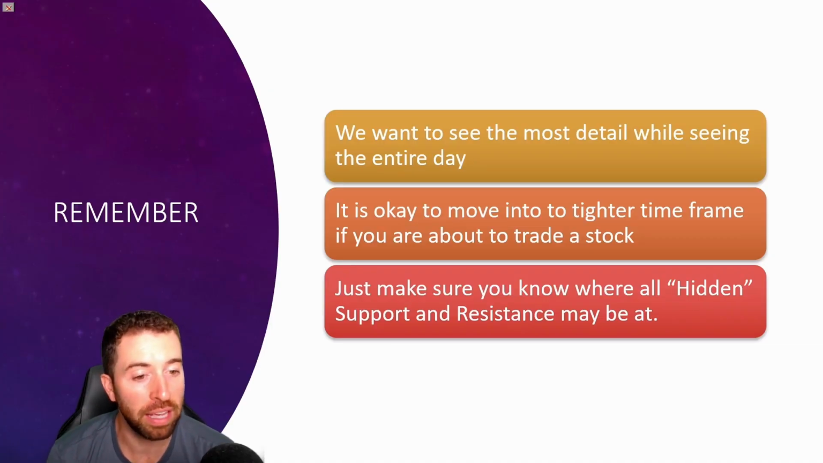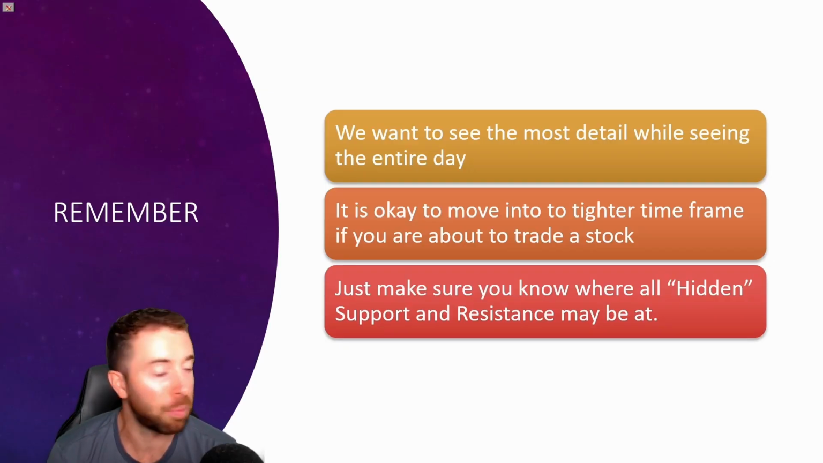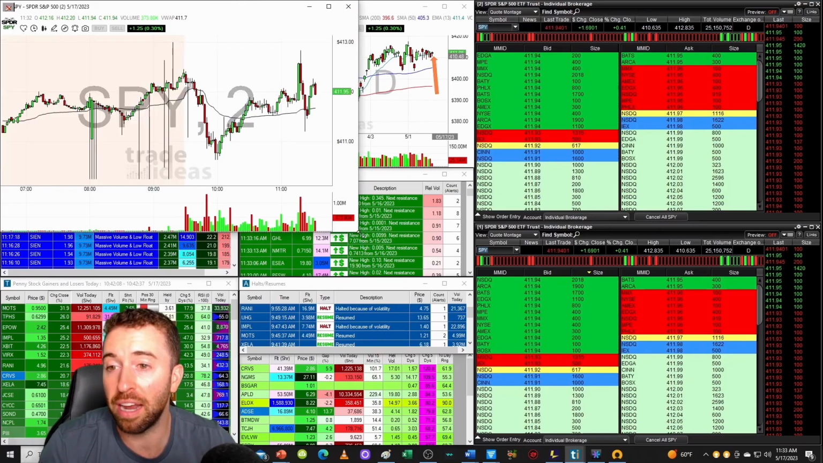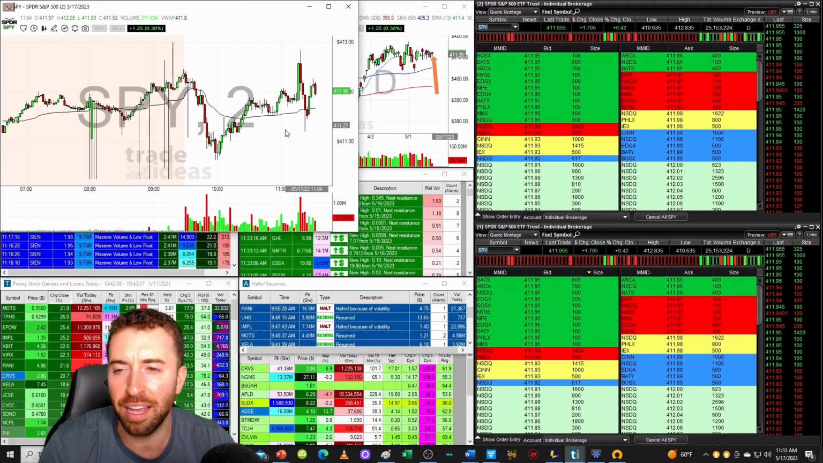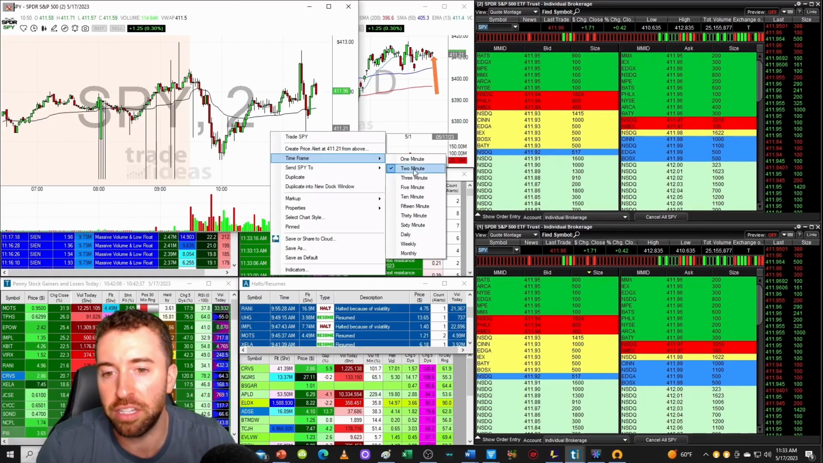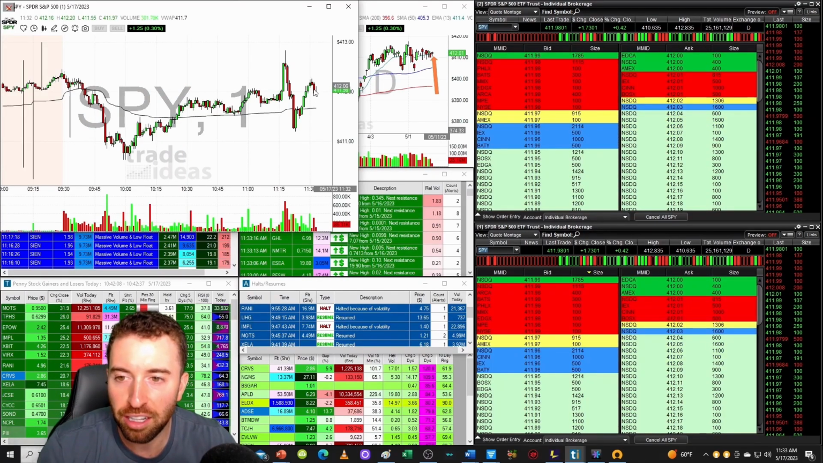It's okay to move into a tighter time frame if you're about to trade a stock. Just make sure you know where all the hidden support and resistance lines may be. So if you're saying, hey Deck, I want to jump into a play, does that mean I always have to be in the 2-minute time frame at this time? No. If you want a little bit more detail, and you know what this chart looks like, you have a mental image of it, switch over to a 1-minute time frame. Get a little bit more detail.